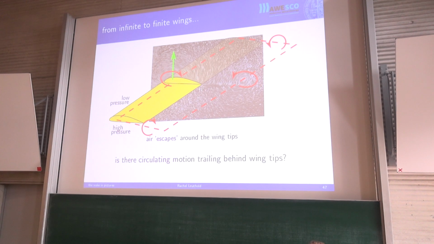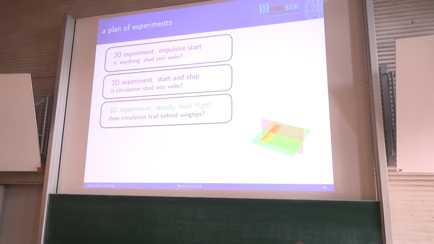So really in our series of questions about how this works, we should expect that if we make a little experiment, that we would be able to see this circulation trailing behind the tips of the wings, right? So to make this experiment, let's take a 3D wing, which is operating so that it has constant lift acting on it.